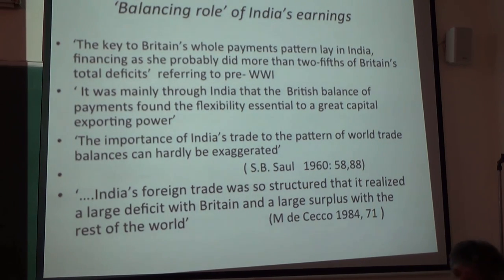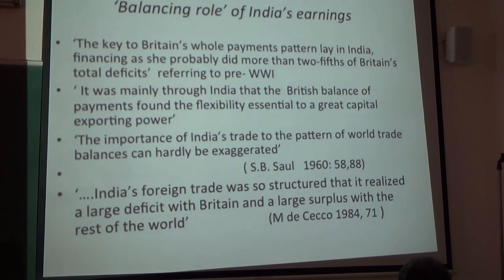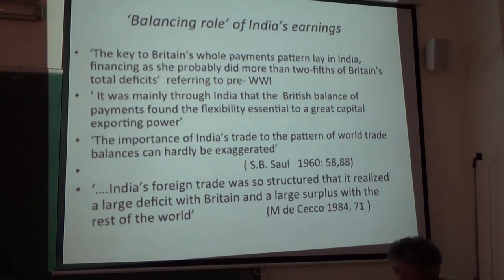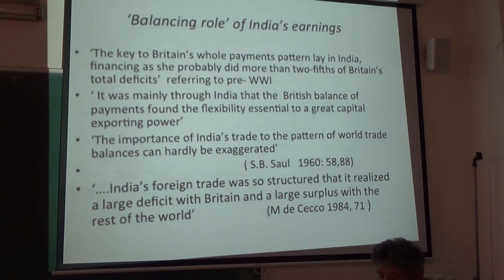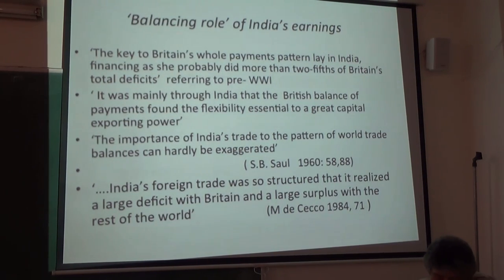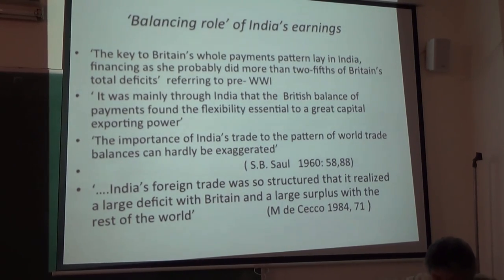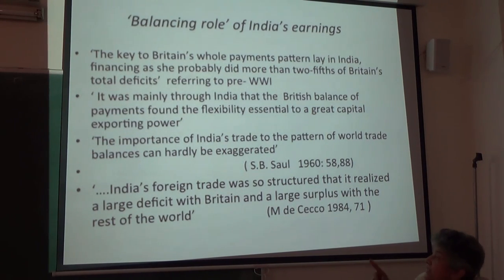And then Marcello Di Cecco in his book, the international, what is it called? Gold Standard, I think. Yeah. The International Gold Standard, Money and Empire, in which he has a whole chapter on Indian monetary systems and exchange things, the situation with regard to trade and so forth, where he says India's foreign trade was so structured that it realized a large deficit with Britain and a large surplus with the rest of the world.